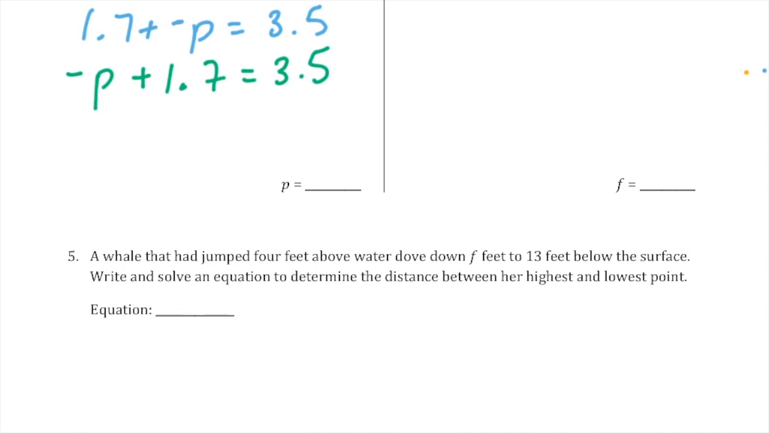I see that I need to isolate the variable. So I have negative p plus 1 and 7/10 equals 3 and 5/10. And I notice that the 1 and 7/10 has to be removed. In order to do that, I'm going to add the opposite. So we see that 1 and 7/10 is positive. I'm going to add the opposite of positive 1 and 7/10, which is negative 1 and 7/10, to both sides of the equation.